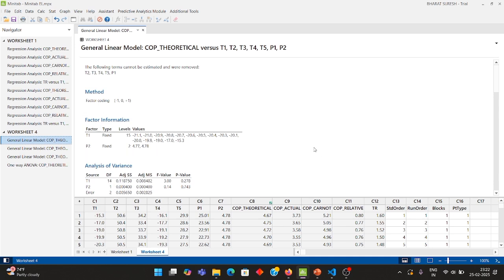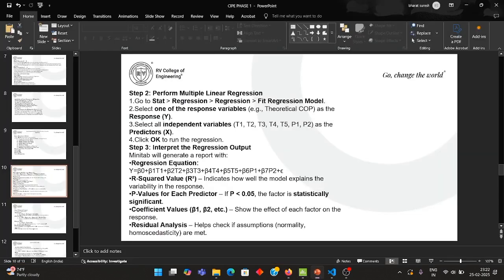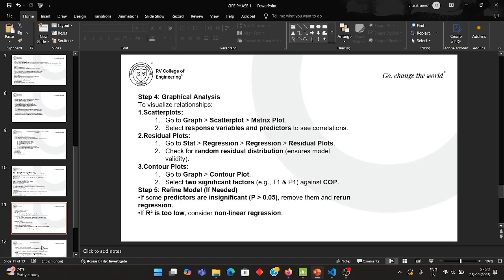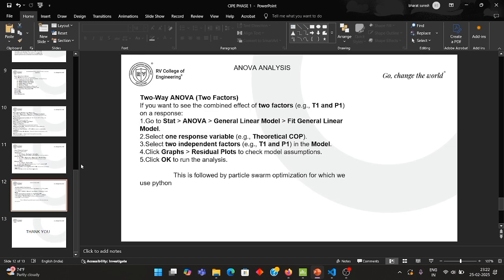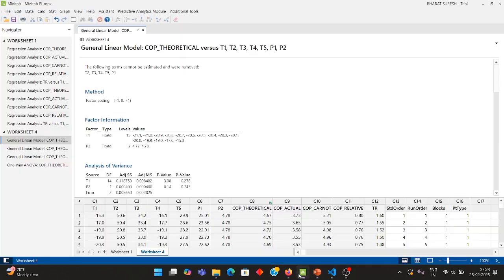Following which, now we'll use the ANOVA method. The two-way ANOVA method in which we are using two factors. We are plotting using two factors against one response variable. In this, first we'll go to statistics, go to ANOVA, general linear model, fit general linear model, select one response variable, select two independent factors in the model. We'll click graphs, and then we'll go to residual plots to check model assumptions. Then we'll click OK to run the analysis.